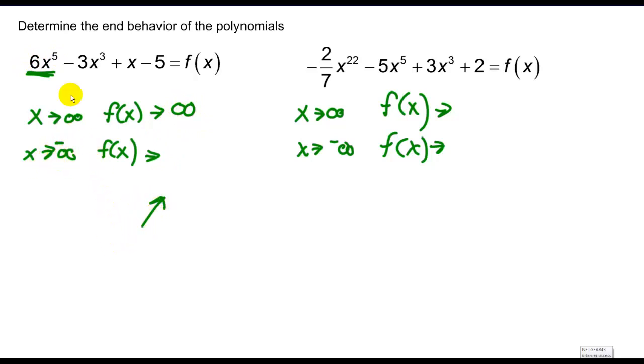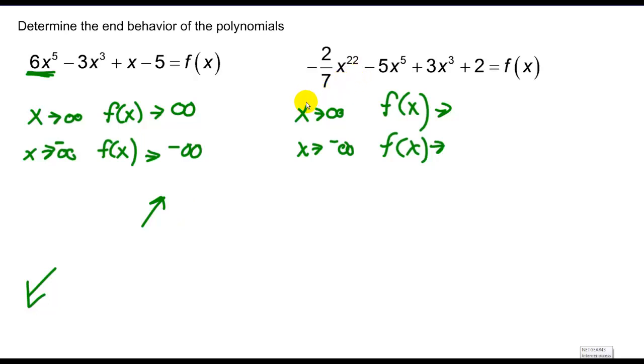When I plug in a very big negative and take it to the 5th power, that's still negative, and then I multiply that by a positive 6, and it's still negative. So this looks something like this. Therefore, f of x goes to negative infinity.